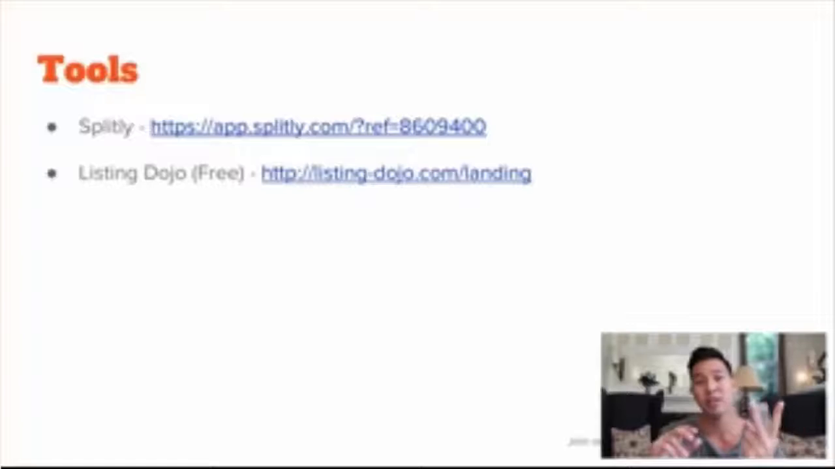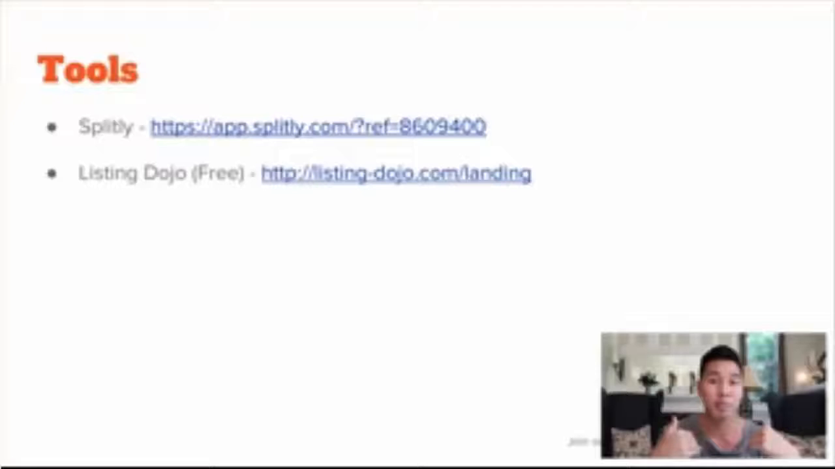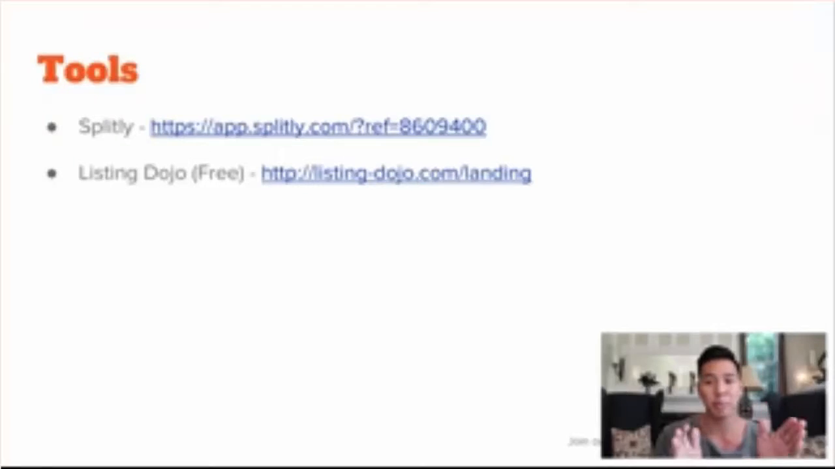However, I don't think Listing Dojo has this feature called Profit Peak. Profit Peak in Splitly is one of my favorite features, and I'll talk about it in the next slide. Basically these two tools, Listing Dojo and Splitly, are super easy to use. Highly recommend you try one, stick with it, and start testing. I personally have only used Splitly, so Listing Dojo could be a little bit different, but the theory and concepts are still the same.